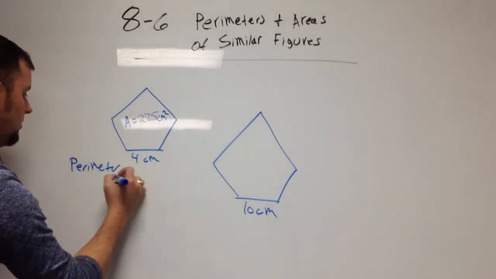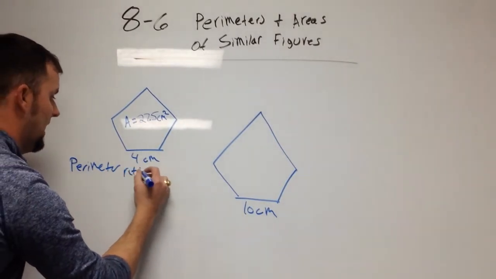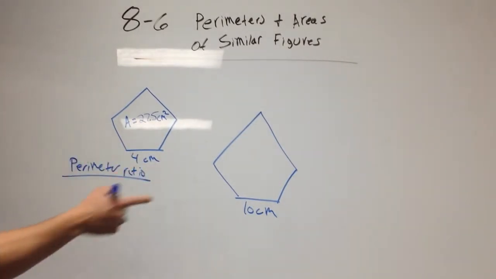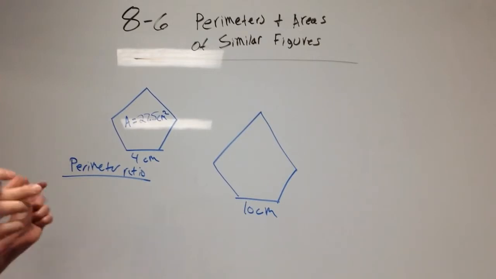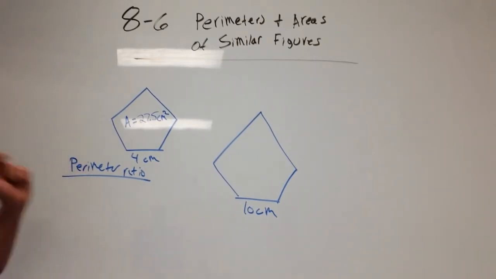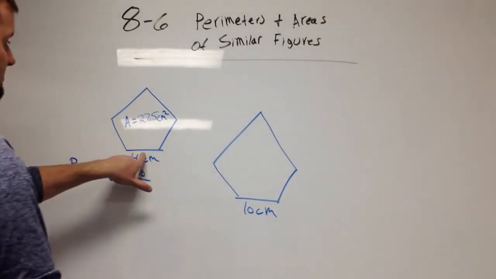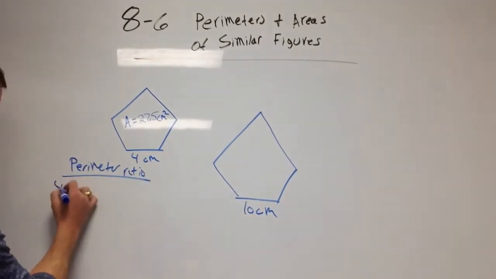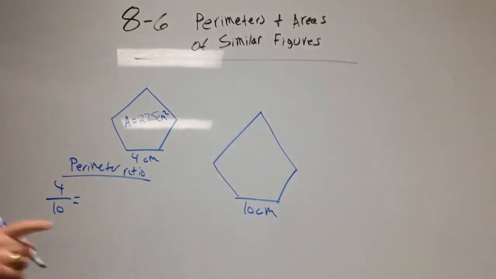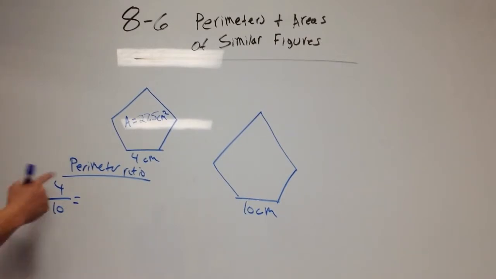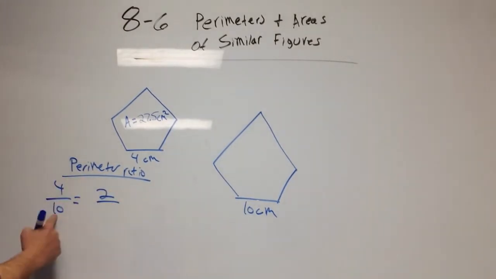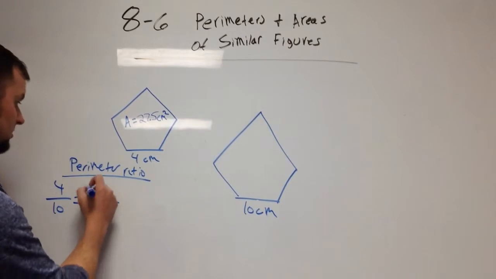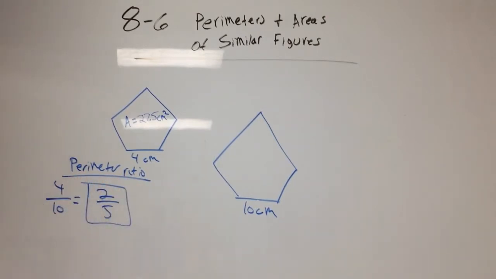So perimeter ratio. All I have to do is take two measurements that are corresponding on these shapes and write it as a ratio. So this bottom line and this bottom line are corresponding, so I'm going to do 4 over 10. The first thing you need to do is reduce that ratio. So 4 and 10 can both be reduced by 2. 4 divided by 2 is 2, 10 divided by 2 is 5. So my perimeter ratio is going to be 2 over 5.